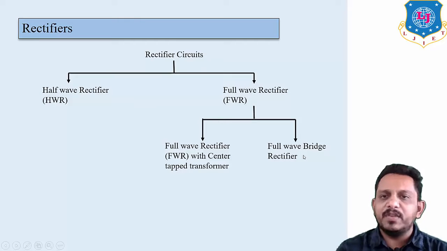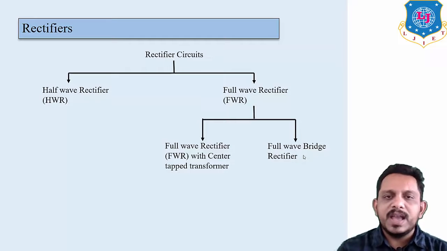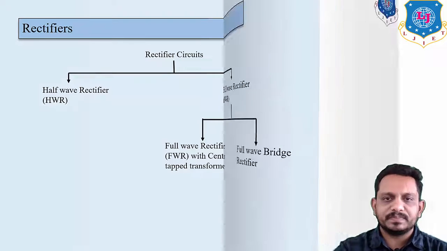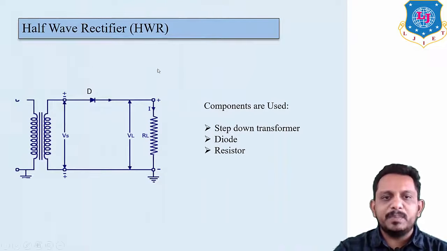Now let's discuss the different types of rectifier circuit. So rectifier circuit is having two types, half wave rectifier and full wave rectifier. In this video, we will discuss the half wave rectifier. So this is the basic of half wave rectifier. What are the components used for the half wave rectifier?